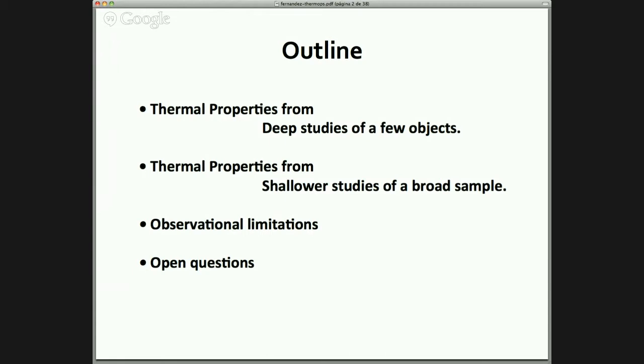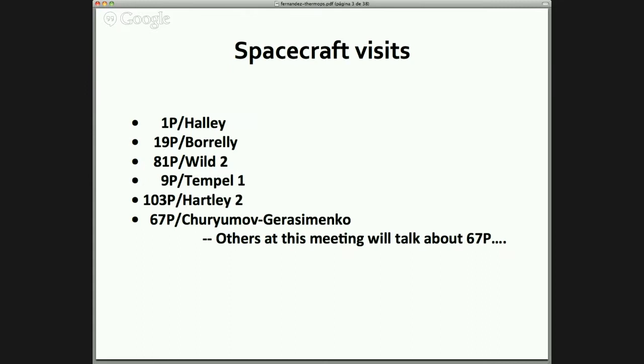When we talk about looking at a few objects in really heavy detail, that basically comes down to looking at comets that have been visited by spacecraft. And here's a list of ones that have been visited. We're going to hear a lot about 67P today, so I will leave that discussion to the experts, because we'll hear about it later. I'm going to focus on some of the other objects.